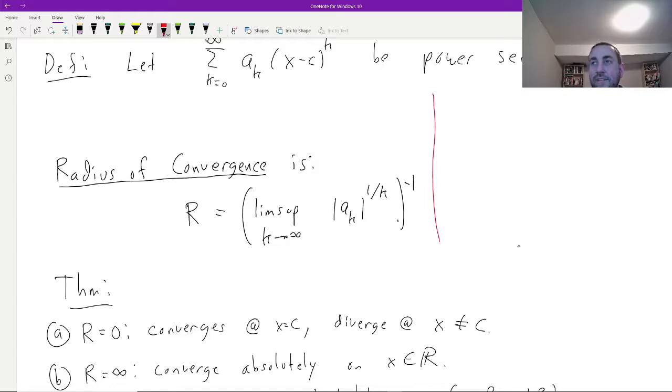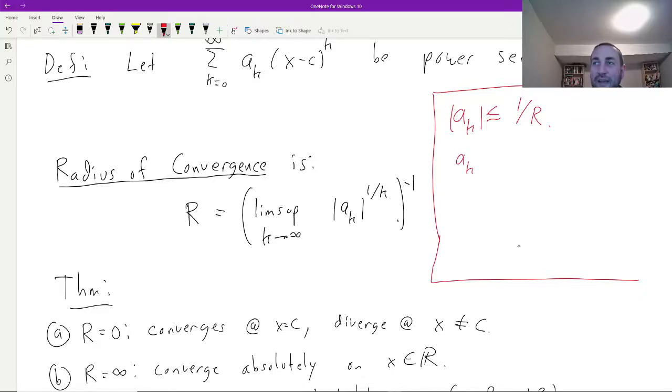Now, let's just think for a second off to the side before we do some mathematics. What does that radius really mean? Well, what it's telling us is that for all k fairly large, the absolute value of a_k to the 1 over k is less than 1 over r, right? And so what does that really mean?